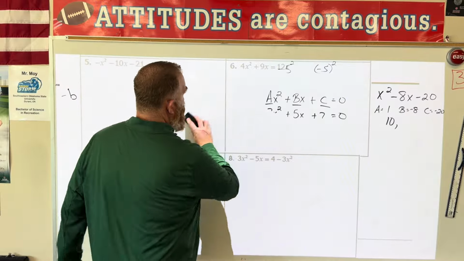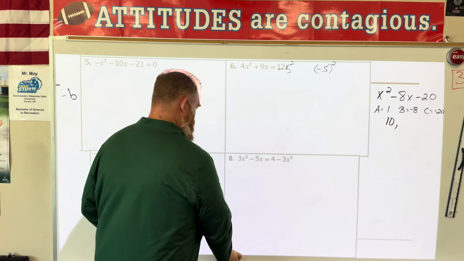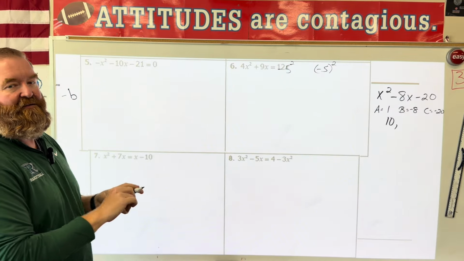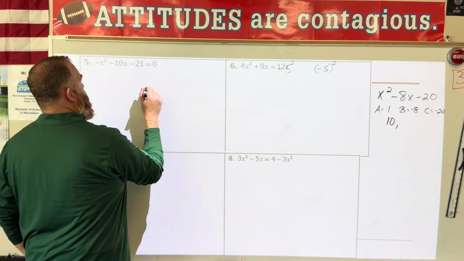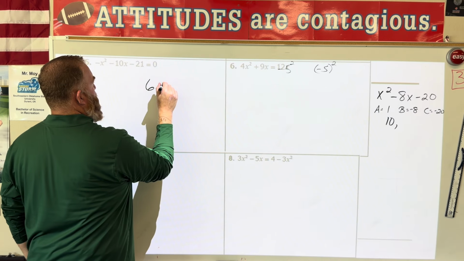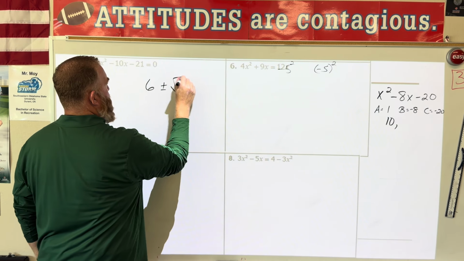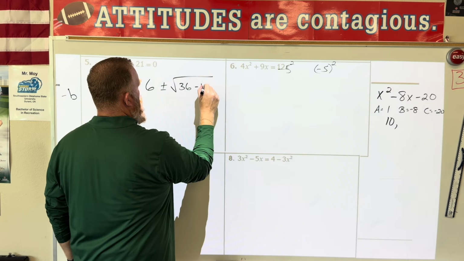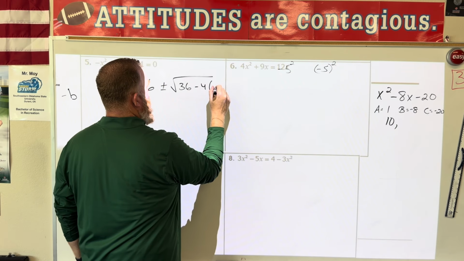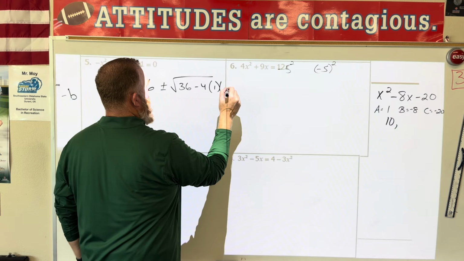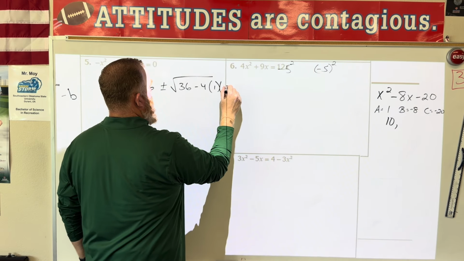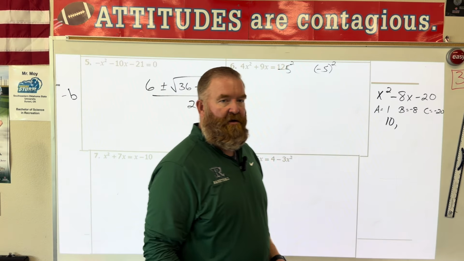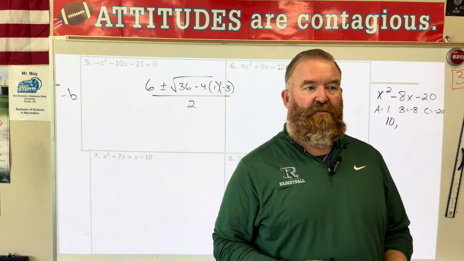Let's try another one. All right. Let's have some fun with it. 6 plus minus 36 minus 4. Go. Find me the A, the B, and the C, and I want you to write the equation.